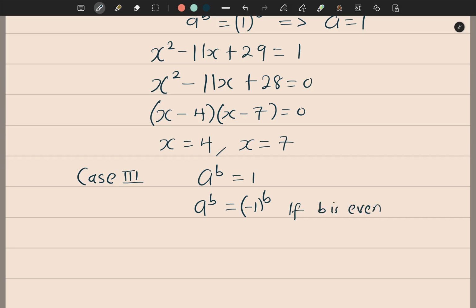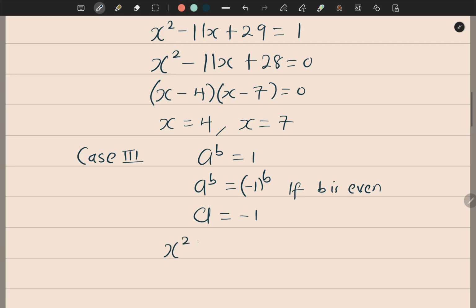If b is even, it means that a negative number raised to the power of an even number will give us what? A positive number. So minus 1 raised to the power of an even number will be 1. This is the last case we're going to consider, but mind you, we emphasize that b is even. So when we solve, we only consider the even number that will satisfy this equation. Since a raised to the power of b equals minus 1 raised to the power of b, it also means a equals minus 1.